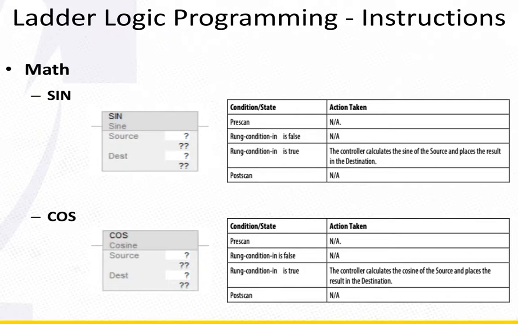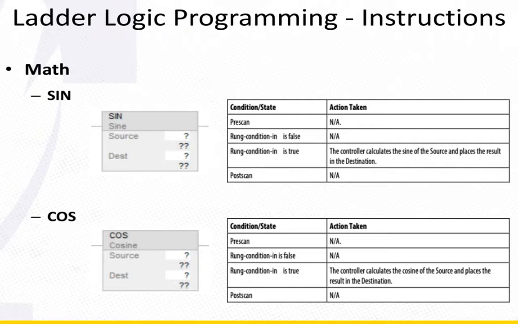Sine of 0 is 0. So if our source contains 0, either by immediate value, so if we just typed in the number 0, or if we give it a tag that had the contents 0, then it's going to store the value 0 in whatever tag we type into the destination.